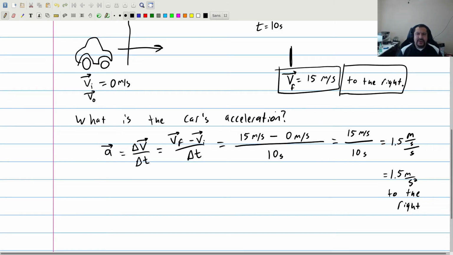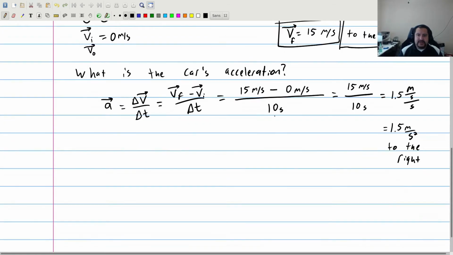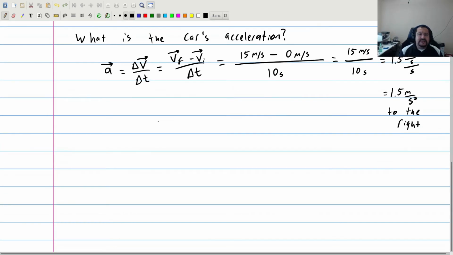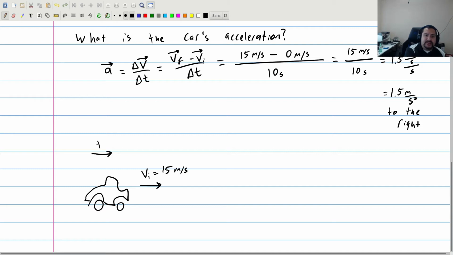Let's try another one and see where it doesn't come out so easily. Let's say this same car is over here now, and it happens to be traveling happily at 15 meters per second this way. So the initial velocity is 15 meters per second to the right, and I'm going to call the right positive again. And that's my positive direction. Okay, and then over here, there is another stoplight.